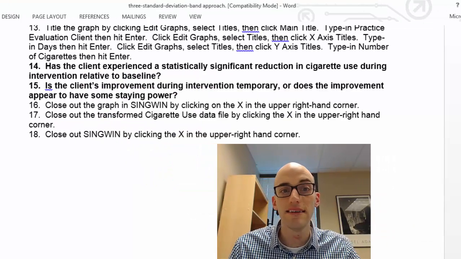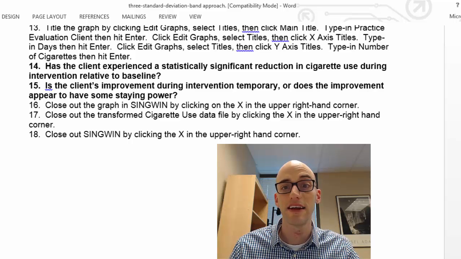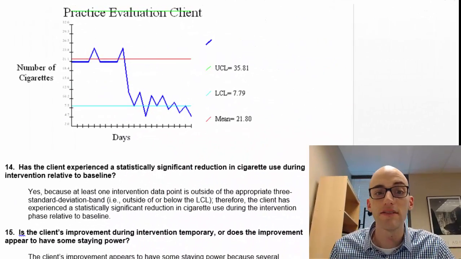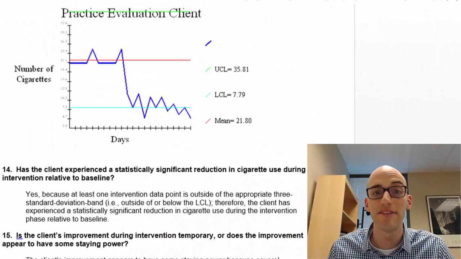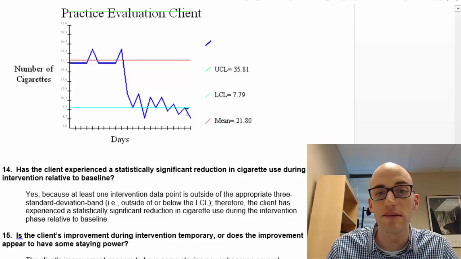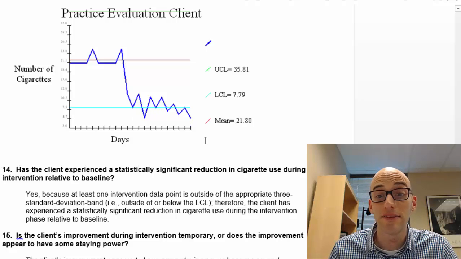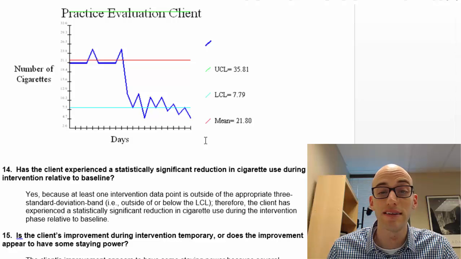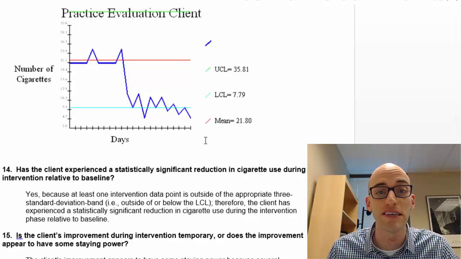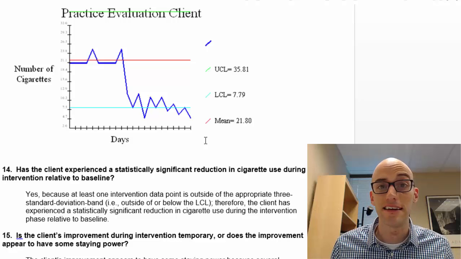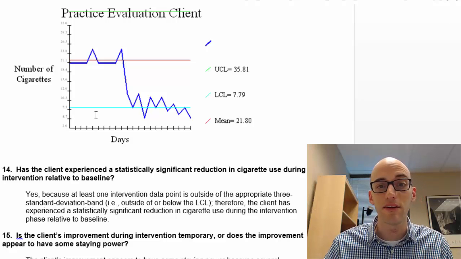All right, and for the questions, have they experienced a statistically significant reduction in their cigarette use relative to the baseline phase? And for this one, I would say that it was a statistically significant reduction because we can see that there's several points below the lower control limit. Also, it appears to have some staying power because several intervention points are below the 3 standard deviation band approach. So we can say that it was a statistically significant reduction, and there were several points that were below the lower control limit.